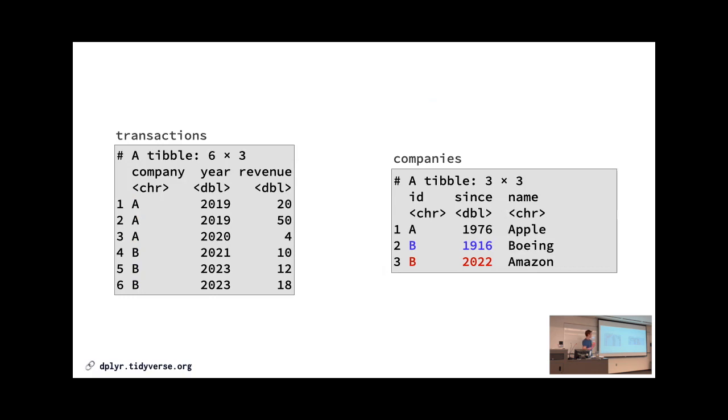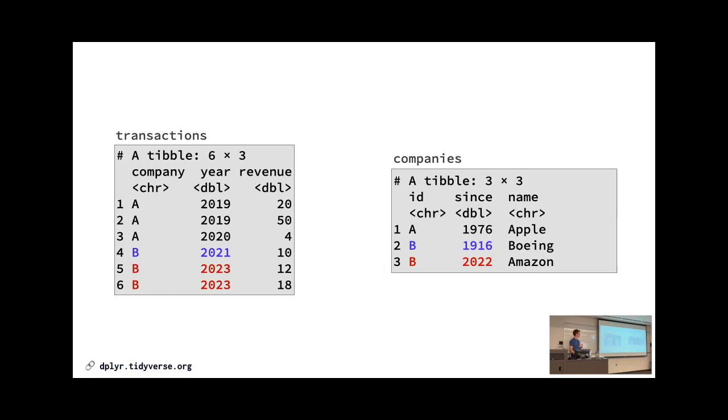What that means is that the ID is still B. Like if we're linking it back to something over here, it's still B. But if we did actually want to join these two tables together, ideally in 2021, it would be linked to Boeing because the name hasn't changed yet. And the transactions for 2023 would be linked to Amazon because that's after the name change. That would be the ideal scenario.